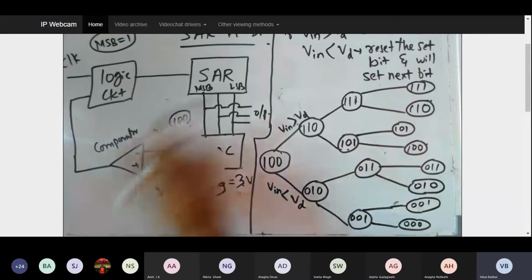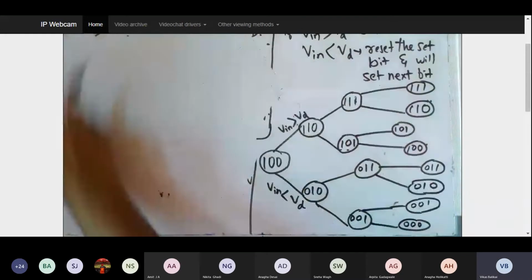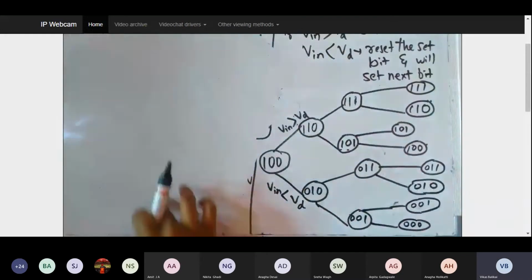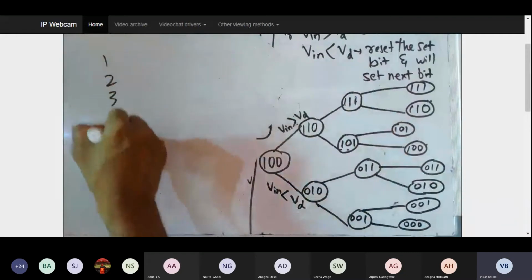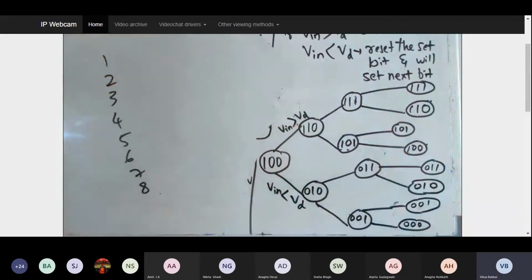If I just show it over here, I think we used to play this game as well. So let's say 1 2 3 4 5 6 7 8. So I have 8 numbers and I want to search for the number 3.